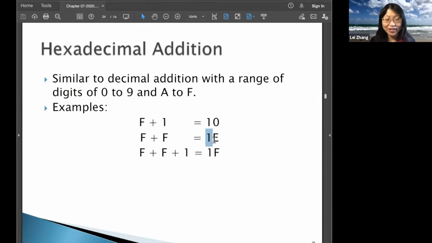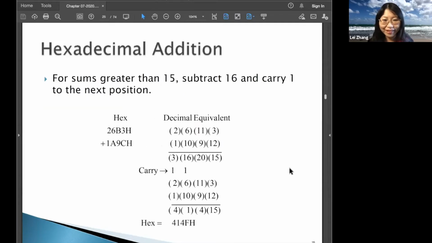So I know you have to do this forward conversion: convert the hexadecimal values into decimal values, add them together, then convert this decimal sum back to hexadecimal. That is the step we are going to take. But if you are really good at it, you will probably be able to calculate this in hexadecimal. Let's have a look at this example.